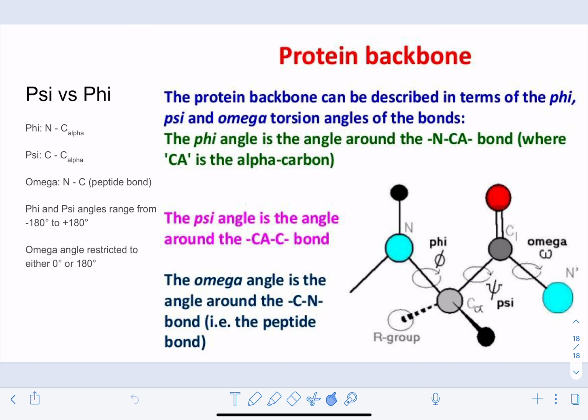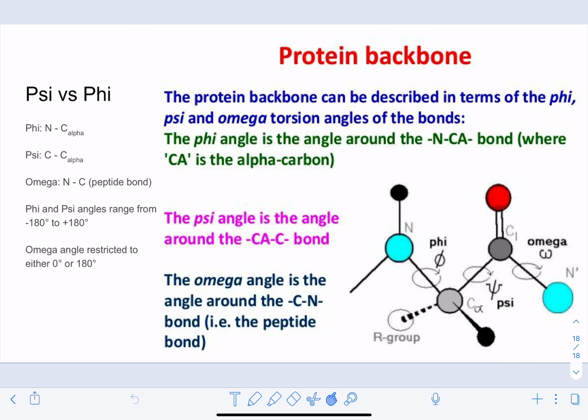Now, the phi angle is the rotation between the nitrogen atom and the alpha carbon. And the alpha carbon is named the alpha carbon because it is in the alpha position relative to the carbonyl carbon. So the alpha carbon and the nitrogen atom define this phi rotation, which is rotation about that single bond. Now the psi angle is going to be the rotation about the alpha carbon and the carbonyl-bearing carbon bond.